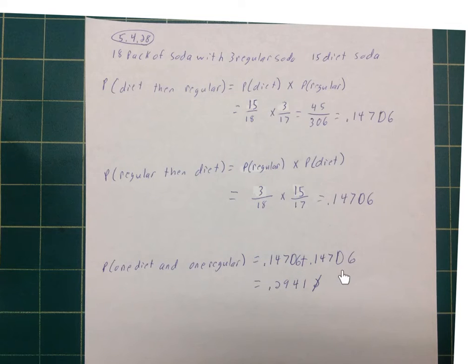And then if you add those two numbers, you get 0.29412, and you're asked to round to 4 places, so we'll drop that one off.